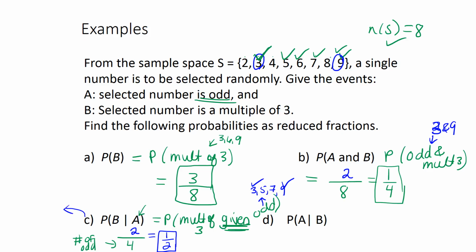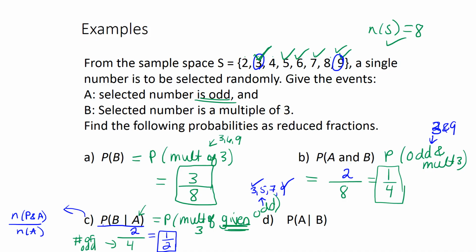Again, when we first introduced that, it was the number of B and A over the number of A. All right, that's the formula. I hope for these that you don't have to use a formula, because the given relationship is the denominator. The number that are odd and multiples of 3 over the number of odd.